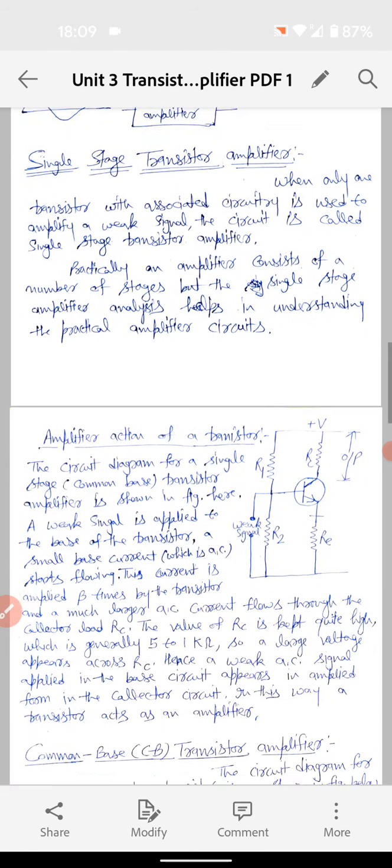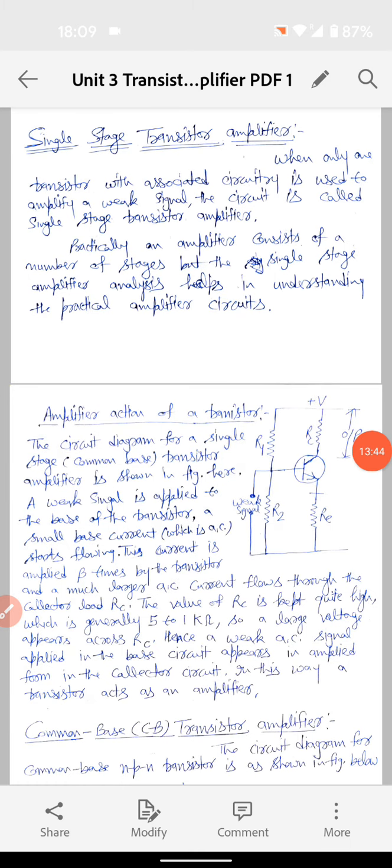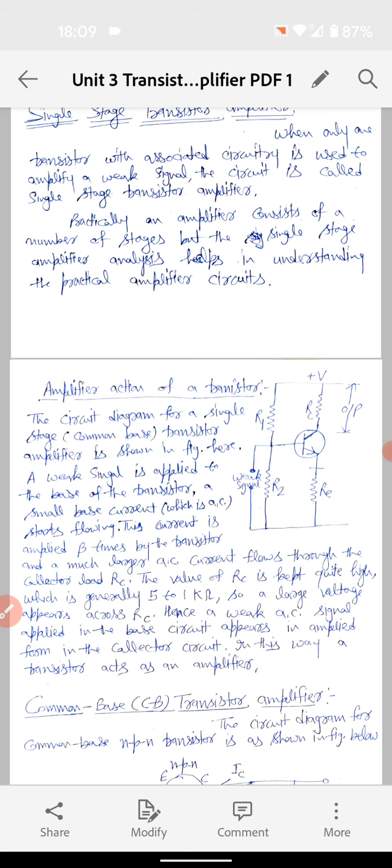Now after that we'll come to another question which we just discussed a little bit. In general we will discuss single stage transistor amplifier. In that case we will have the common base, common emitter and common collector circuit configurations. Out of these three, in your syllabus we will have only two, common base and common emitter. So that we will discuss in the next lecture.